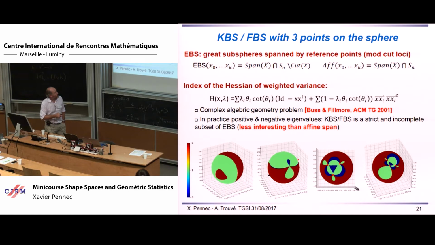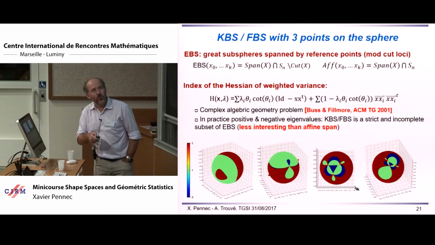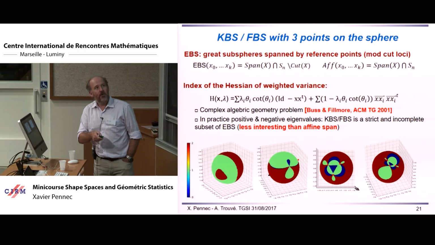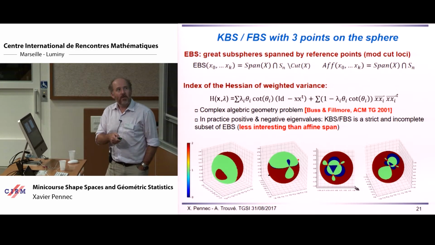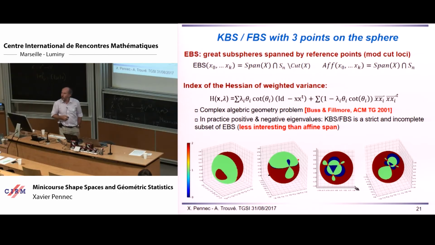So here, the points in red are the antipodal points to the reference points. So we have 3 points that we can't see on the back. And here we have 2 positive eigenvalues, saddle points in blue, and local extrema of the weighted variance in green. So actually, this would be in brown, this would be the Karcher barycentric subspace.